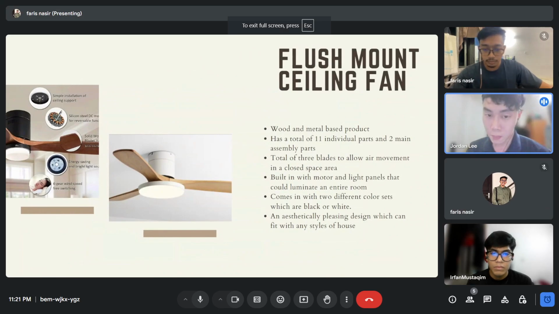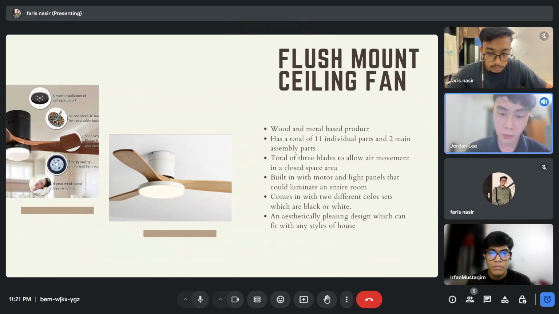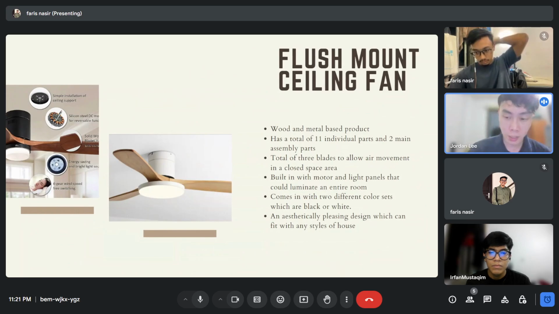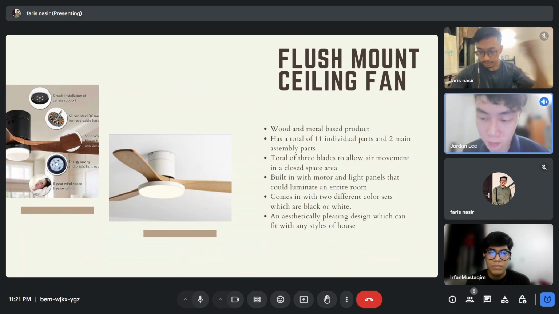So this is the first product, the flush mount ceiling fan made of wood and metal, with a total of 11 individual parts and 2 main assembly parts. There will be a total of 3 blades allowing air movement in a closed area, and it is built in with a motor and light panels that could illuminate an entire room. It also comes in 2 different color sets, black and white, and it has an aesthetically pleasing design which can fit into any style of house.